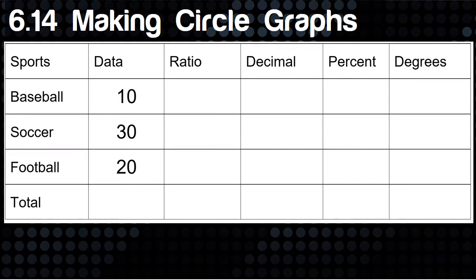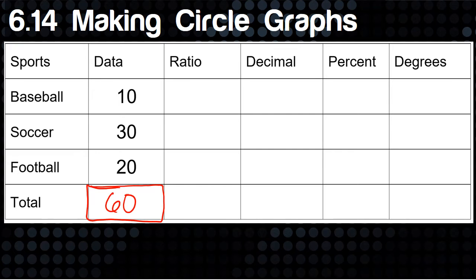Now the objective for you today is you're going to be given a data chart and you're going to have to make some circle graphs with this data. Right now we have several students that were polled for their favorite sports. In the total box, you need to figure out the total number of students. Our total number of students polled is 60. The way I got that is I did 10 plus 30 plus 20.